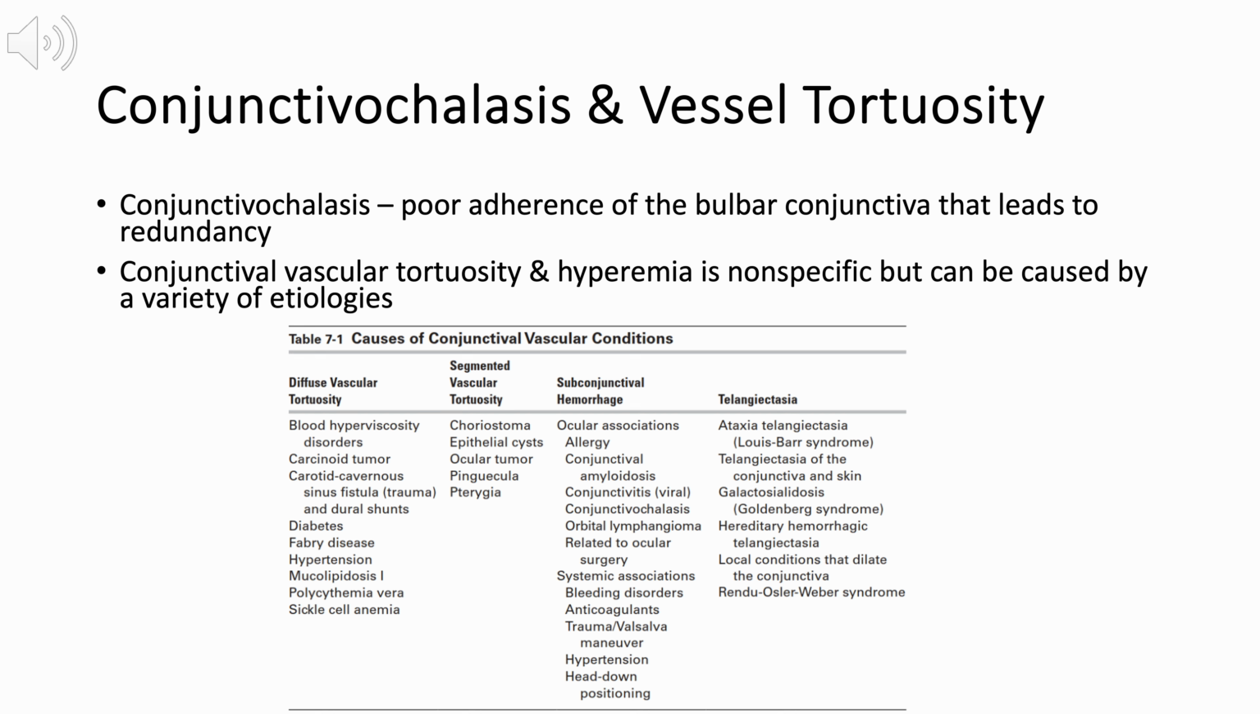The included table categorizes possible causes into 4 groups: diffuse vascular tortuosity, for instance, blood hyperviscosity disorders, diabetes, and hypertension; segmented vascular tortuosity, for example, ocular tumors and pterygium; subconjunctival hemorrhage, like ocular surgery, trauma, and bleeding disorders; and telangiectasia, for instance, ataxia telangiectasia or hereditary hemorrhagic telangiectasia. The table emphasizes the wide range of potential etiologies spanning systemic diseases, local ocular conditions, and environmental or mechanical factors.